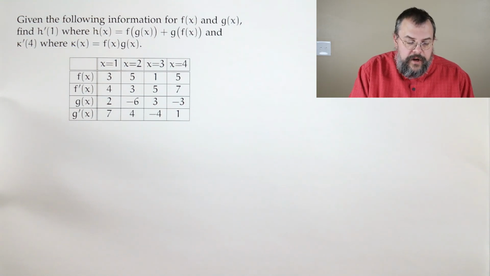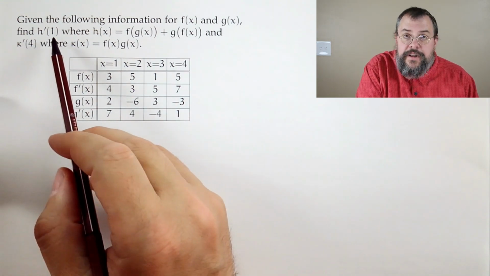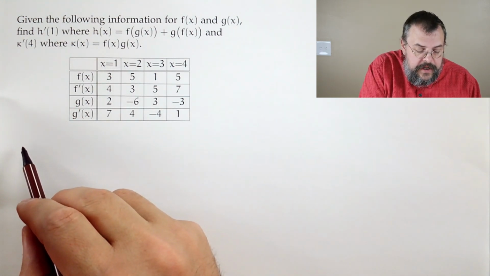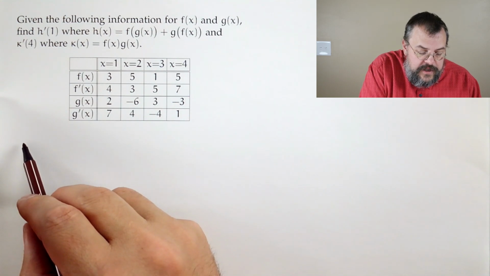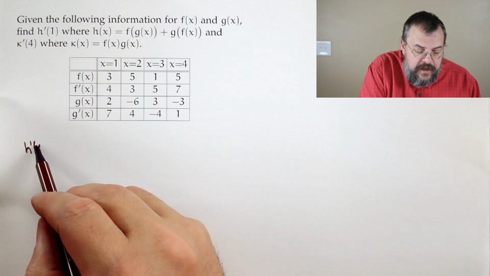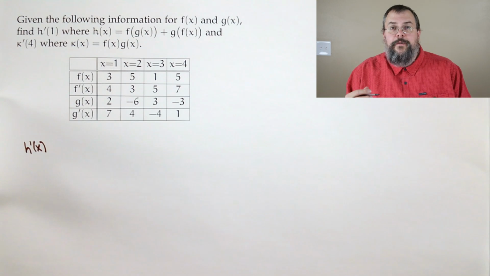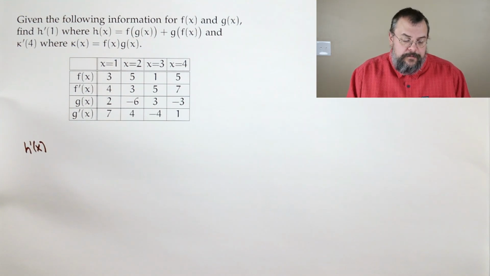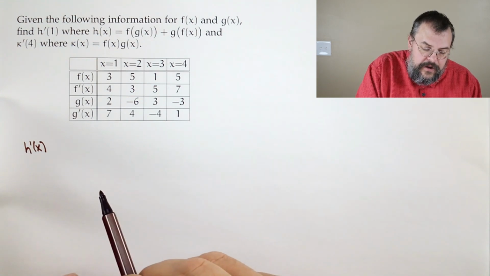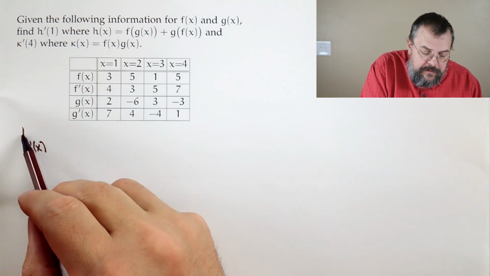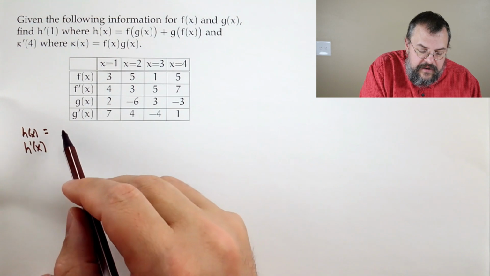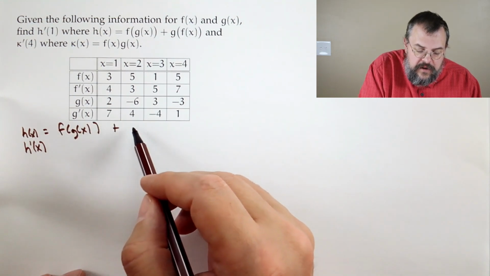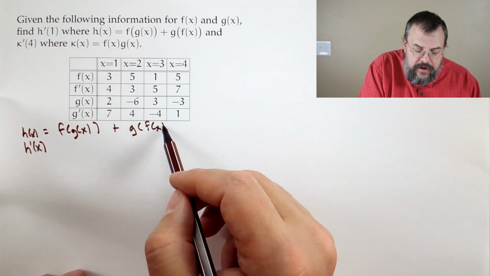So here's what we want. We want to find h prime of 1. So how do we do that? Well, if I want to find h prime of 1, what's our first step? Well, first step is, what is h prime of x? Because if I want to find h prime of 1, I could say, well, let me find h prime of x, then we'll plug 1 in. So, as a reminder, probably I should have given myself some space. H of x is f of g of x plus g of f of x, right?